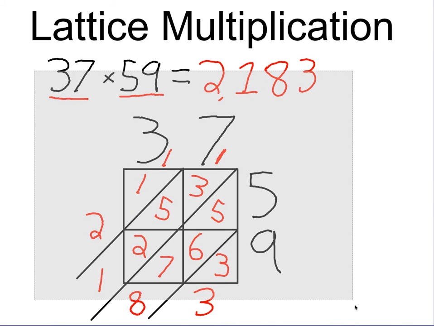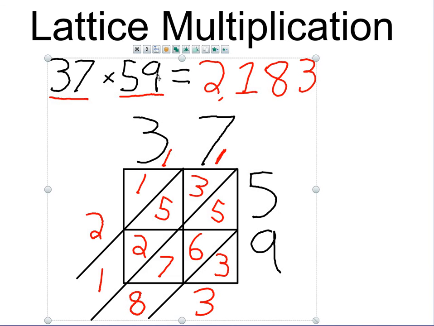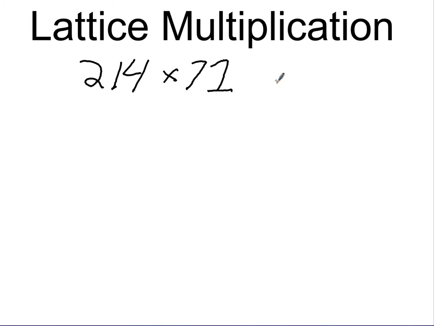Alright, 3-digit number. Let's pick a 3-digit number. I'm going to say 214 times 71. 3-digit times 2-digit. Alright, same setup.